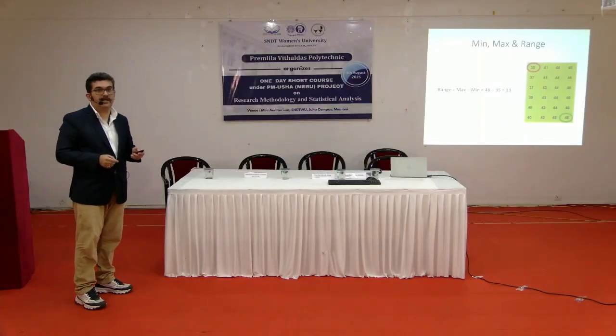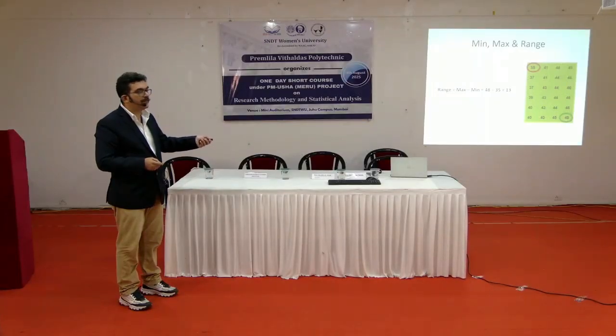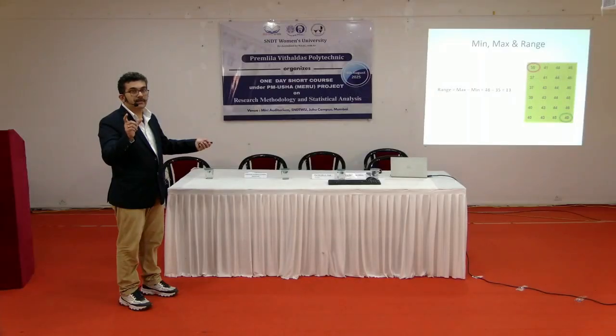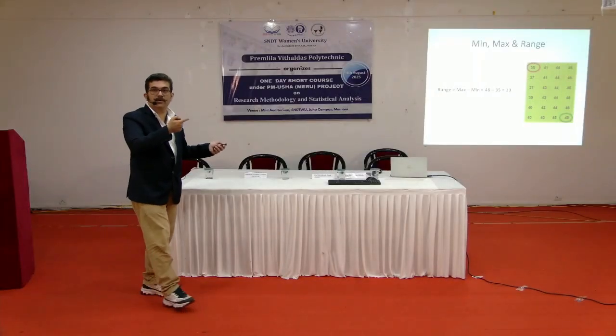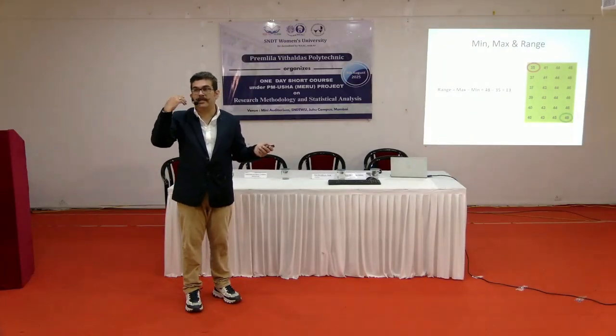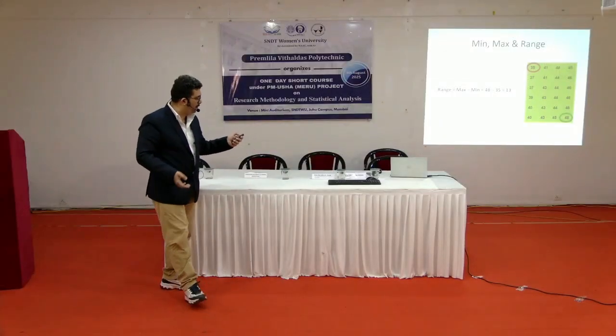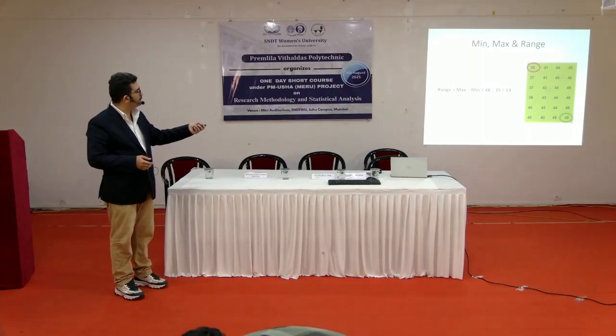Coming to the min, max and range. Now the data set is in front of you. 35 is the minimum value, 48 is the maximum value, and the difference of 48 and 35 is 13. So the min value is 35, the max value is 48, and the difference is the range, 13. It's very easy to find out because the number of data values is very small. Just imagine 1 million, 2 million or billions of records. Very difficult to find all these things manually.